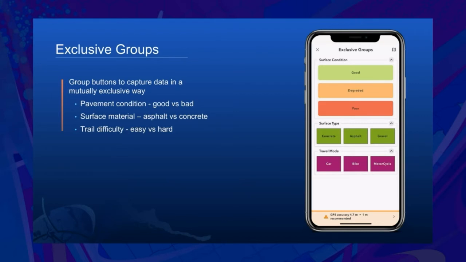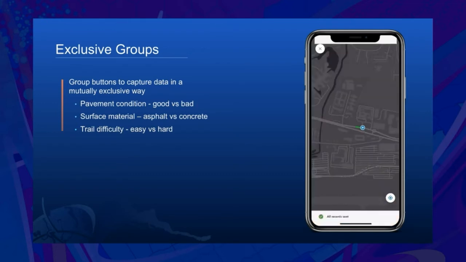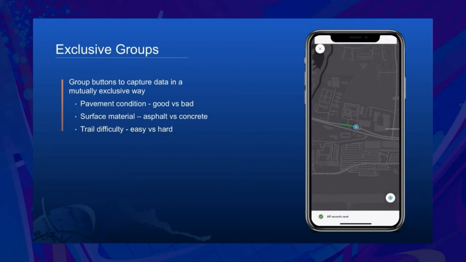Here we have a group targeting a layer representing surface condition. And we have three categories or types: good, degraded, or poor. And if we start capturing good and have a look in the map, you can see that we're capturing a segment of line representing road with a status of good.